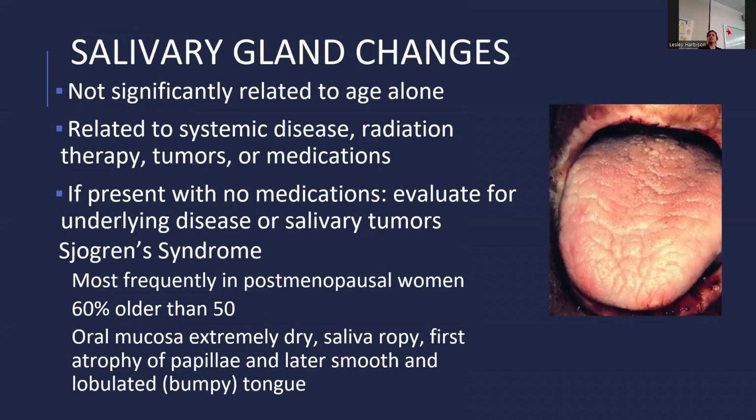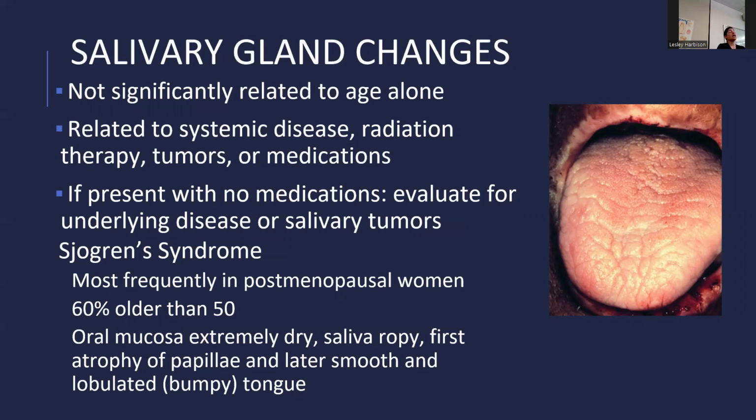Salivary gland changes are not significantly related to age alone. That's been shown through research. We kind of think, oh, somebody ages and their salivary glands dry up. It's not really true. If somebody doesn't have comorbidities or a systemic condition, then they should have a roughly good amount of saliva even as they age. It's related more to systemic disease, radiation therapy, tumors, and medication is a huge one. If present with no medications, evaluate for underlying disease or salivary tumors.